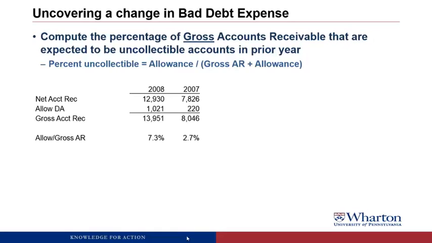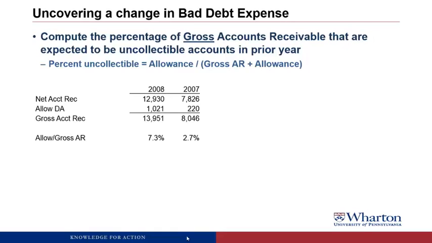Now, before the virtual students even ask the question, I know this wasn't one of the two methods we learned. One of the methods we learned was the percent of sales method, but to figure out that percentage, we need credit sales. We learned the aging of accounts receivable method. For that, we needed to know a breakdown of receivables by age. As users of financial statements, we often don't have those pieces of information. So as a quick and dirty approach to get the percent uncollectible, I like to take the allowance divided by the gross accounts receivable. So for instance, at the end of 2008, we have 13,951 of gross accounts receivable.